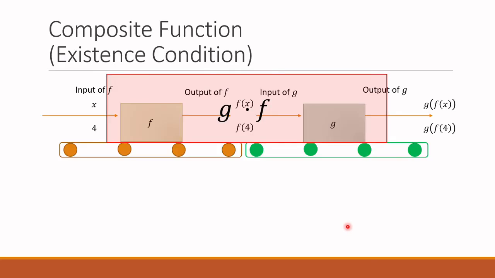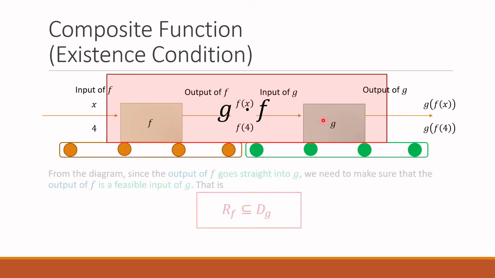Okay, so for the existence condition, what we understood just now is that the input x will go through the function f first to become f(x), and f(x) will go into g. So if there is any problem, it will probably happen in this middle part, because we need to make sure that this f(x) is a feasible input. Imagine if it's not a feasible input, then it doesn't go in. The machine g will encounter an error. So this is what we mean.